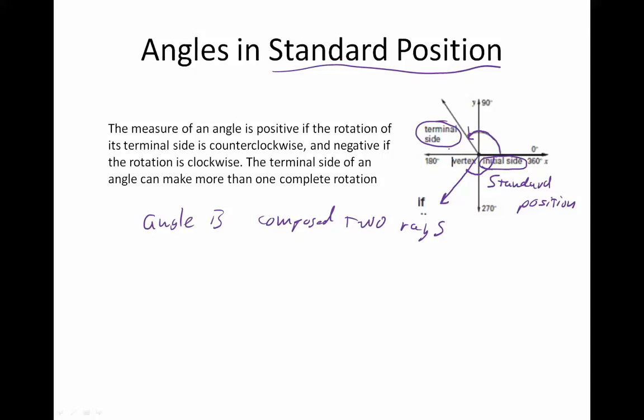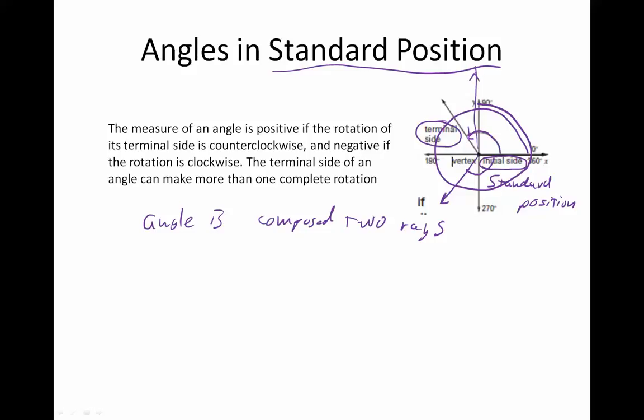So it's also important to note that the terminal side of an angle can rotate around more than once. It can start here, rotate completely around the circle to make 360, but then it can just keep going and eventually make a ray going this direction, which is not a 90-degree angle. It's 360 plus 90, making it a 450-degree angle. So a terminal side can rotate around the whole circle more than once.